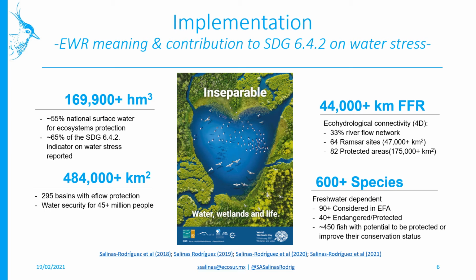According to our records, more than 600 species would benefit from this E-flow protection. More than 90 freshwater dependent species were considered in the detailed E-flow assessments, and more than 40 of those are endangered or protected, and around 450 fish species would improve their conservation status.